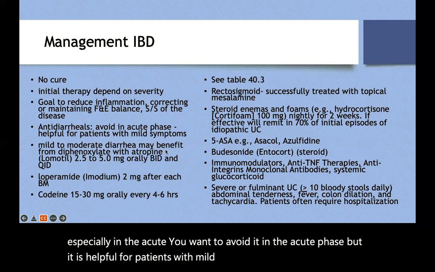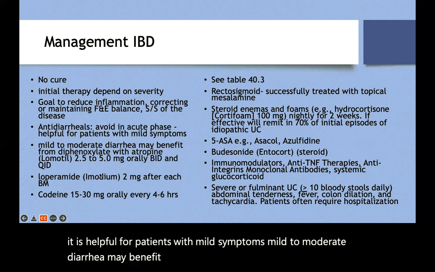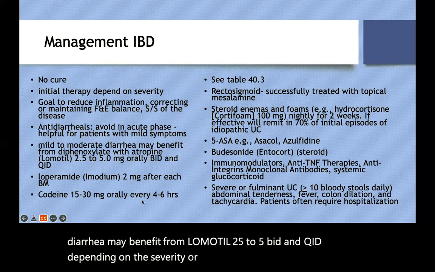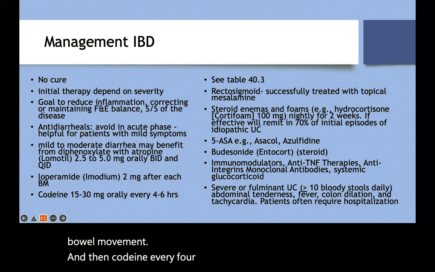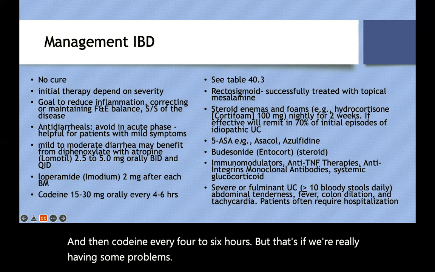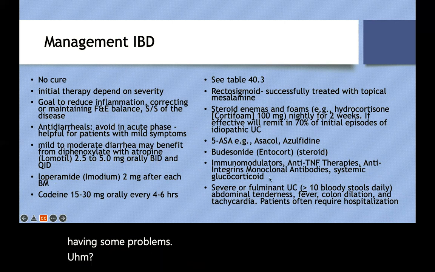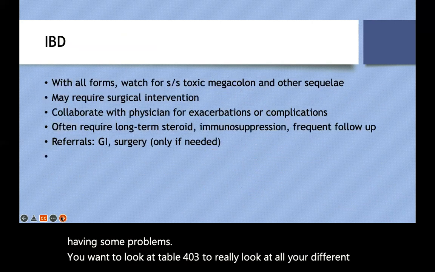Mild to moderate diarrhea may benefit from Lomotil 2.5 to 5 BID and QID, depending on the severity, or Imodium 2 milligrams after each bowel movement. And then codeine every 4 to 6 hours, but that's if we're really having some problems. You want to look at table 40.3 to really look at all your different treatment options. Okay, I'm not going to read this to you.